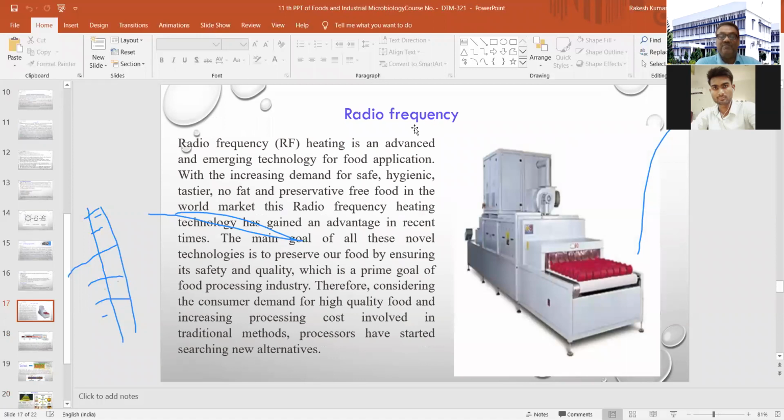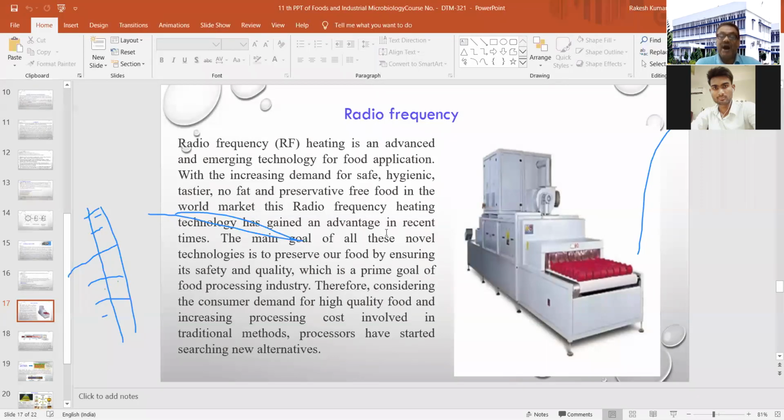Now the next one is radio frequency. It is also a very good method, generally applied in our food industry. In this, heating is done, and it is an advanced and emerging technology for food application.